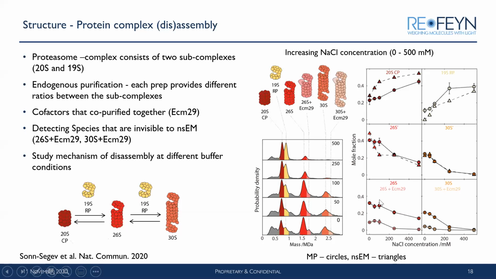And this is something that we were able to observe. However, in this paper, we also correlated with negative staining EM, which was not able to distinguish between the 26S or the 26S with the cofactor. Just because we are measuring mass, we were able to distinguish between the two.